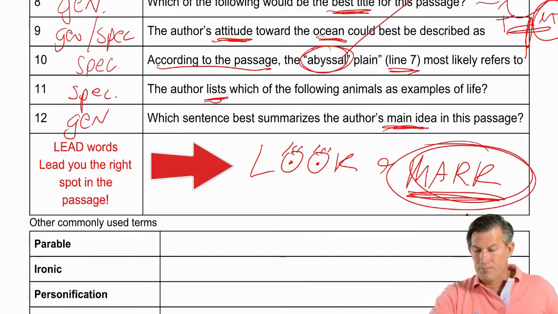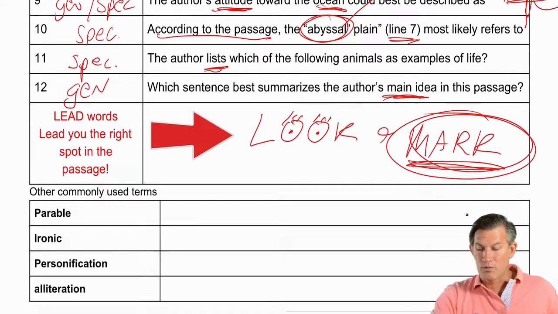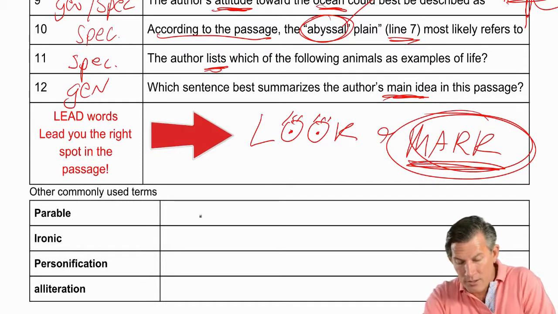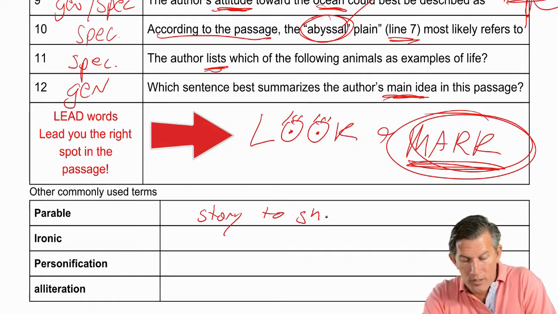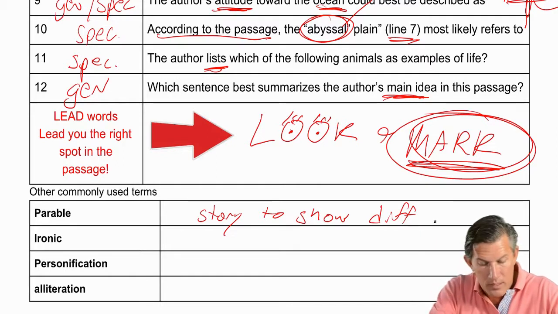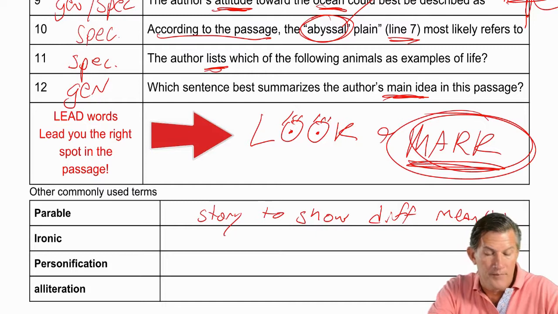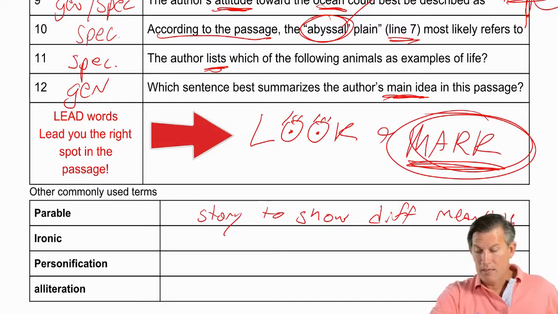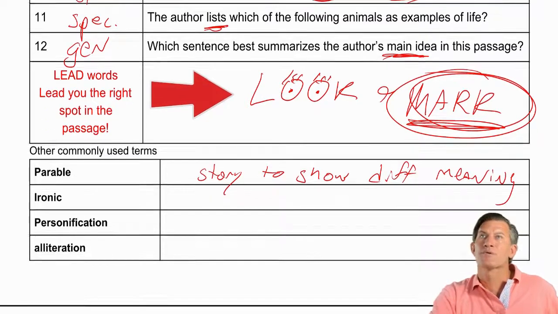So now there's some other commonly used words. I put a little 2-column chart here for you. A parable is like a story to show a different meaning. It's almost like an analogy. Okay. Jesus spoke in parables. Okay. And some of the fables are like parables.